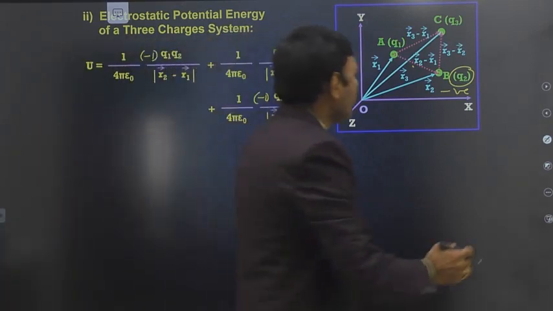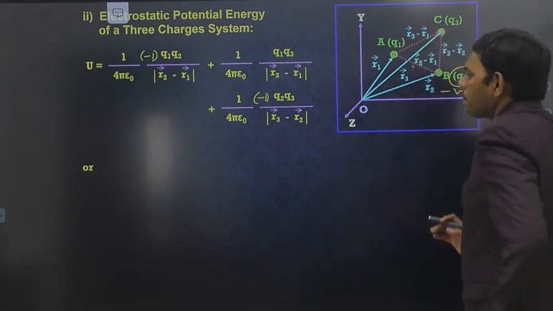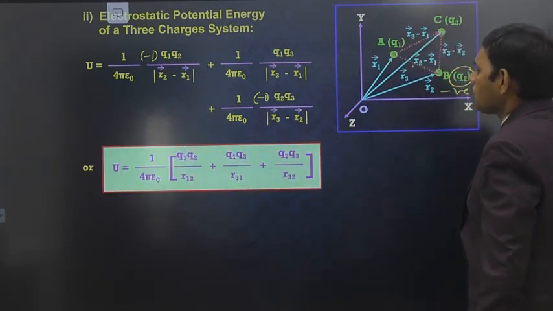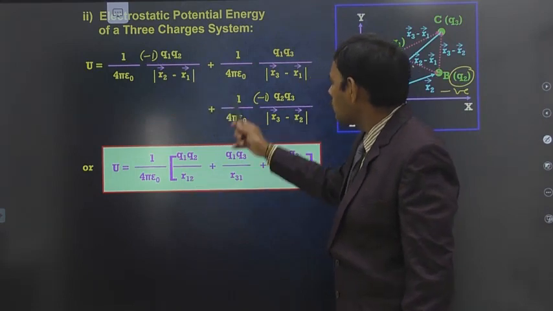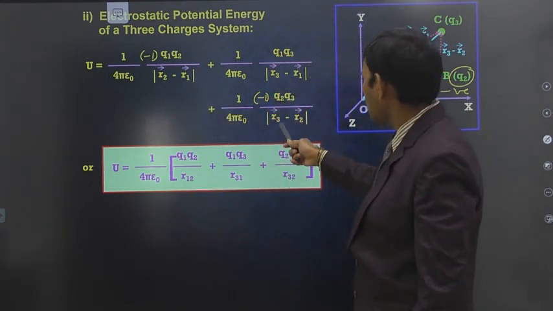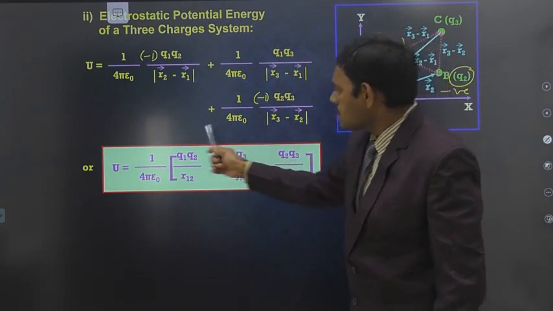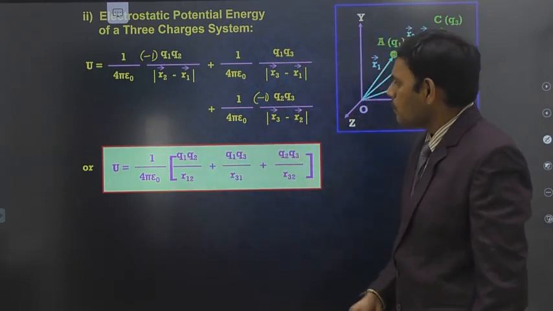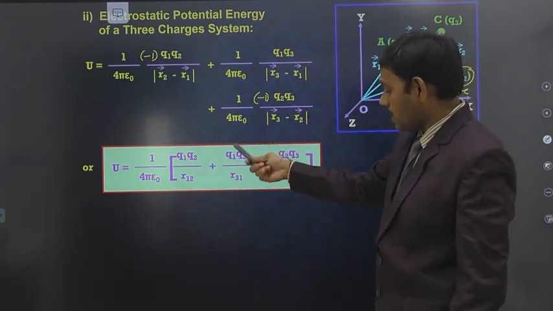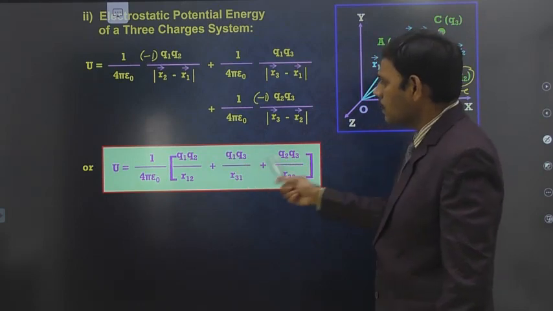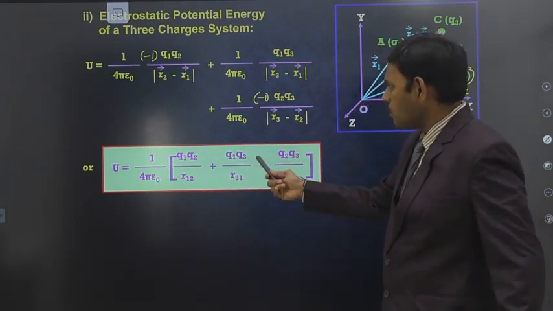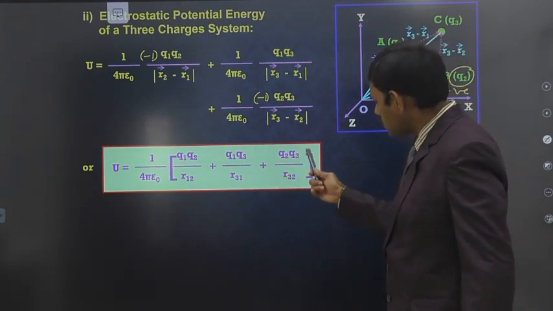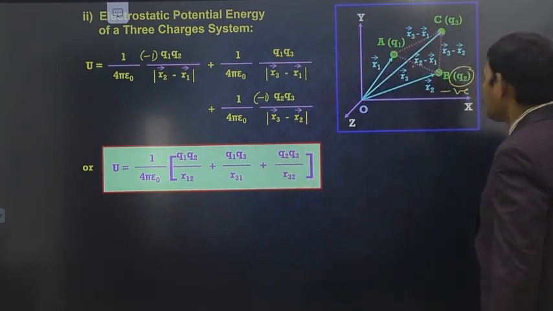So if you consider the magnitude of R2 bar minus R1 bar as R12, and the next one is R31 and the next one is R32, the simple expression is like this. 1 by 4 pi epsilon naught, if all are positive, the expression is in this form: Q1 Q2 by R12 plus Q1 Q3 by R31 plus Q2 Q3 by R32.